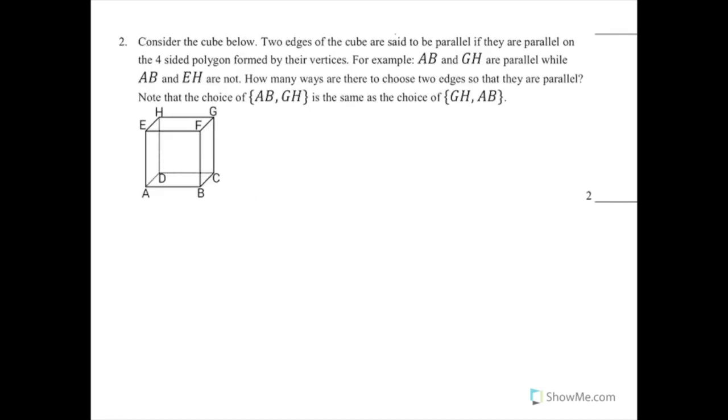The next question considers a cube. It says that two edges of the cube are said to be parallel if they are parallel on the four-sided polygon formed by their vertices. Pretty standard definition. How many ways are there to choose two edges so that they are parallel? Note that the choice of AB, GH is the same as the choice of GH, AB. So in other words, order does not matter here.